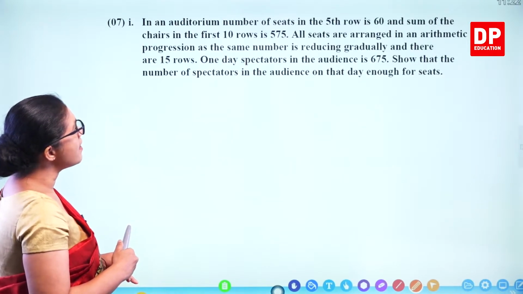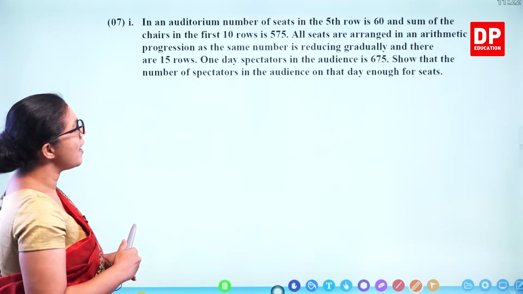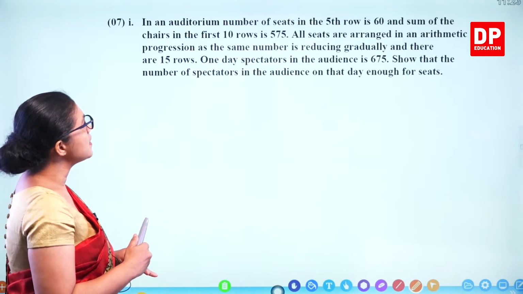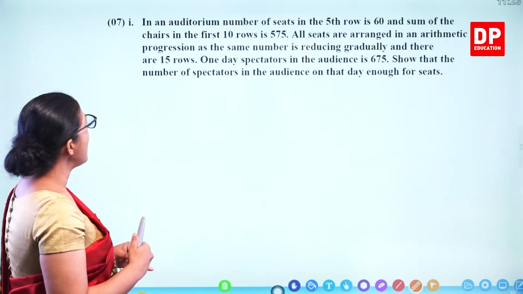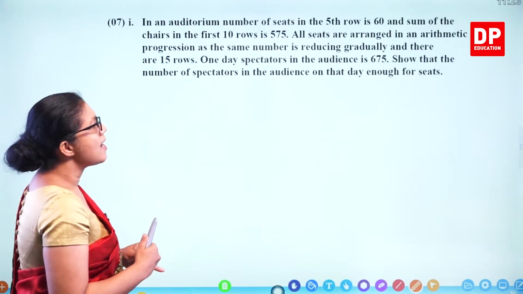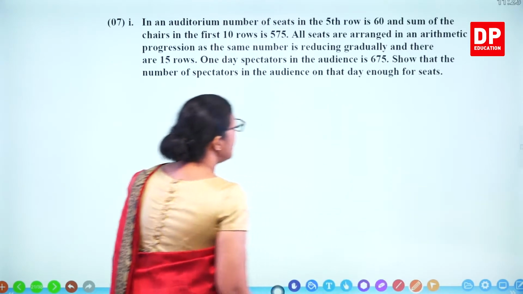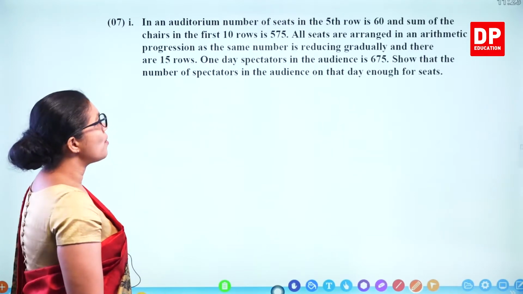All seats are arranged in an arithmetic progression as the same number is reducing gradually and there are 15 rows. One day, spectators in the audience is 675. Show that the number of spectators in the audience on that day is enough for the seats. So we can write down equations. So it says this is an arithmetic progression.